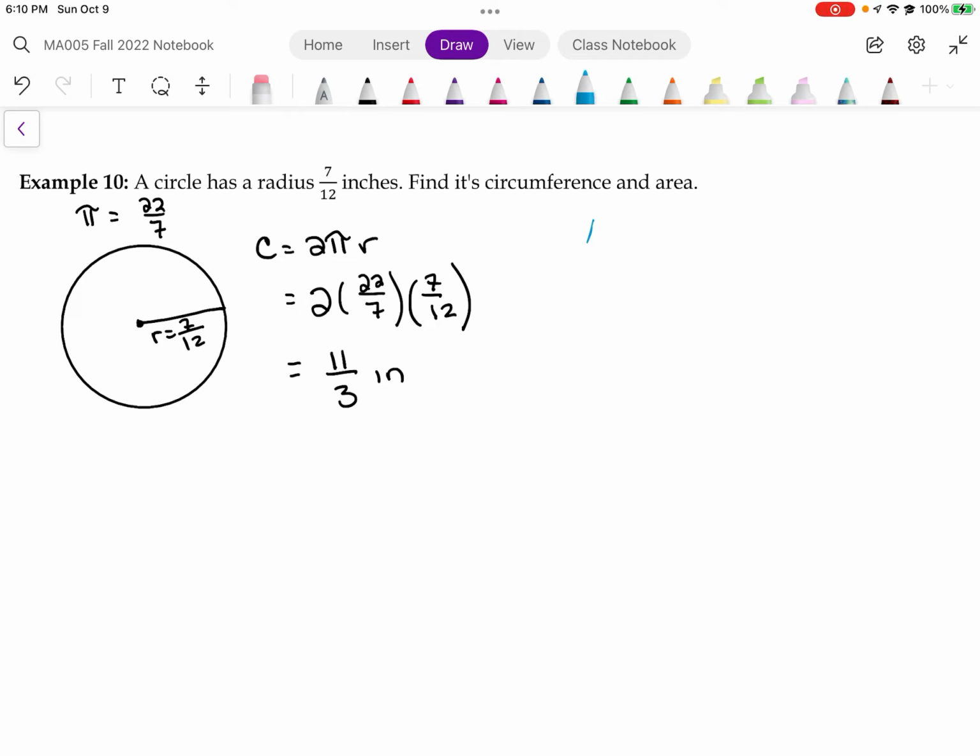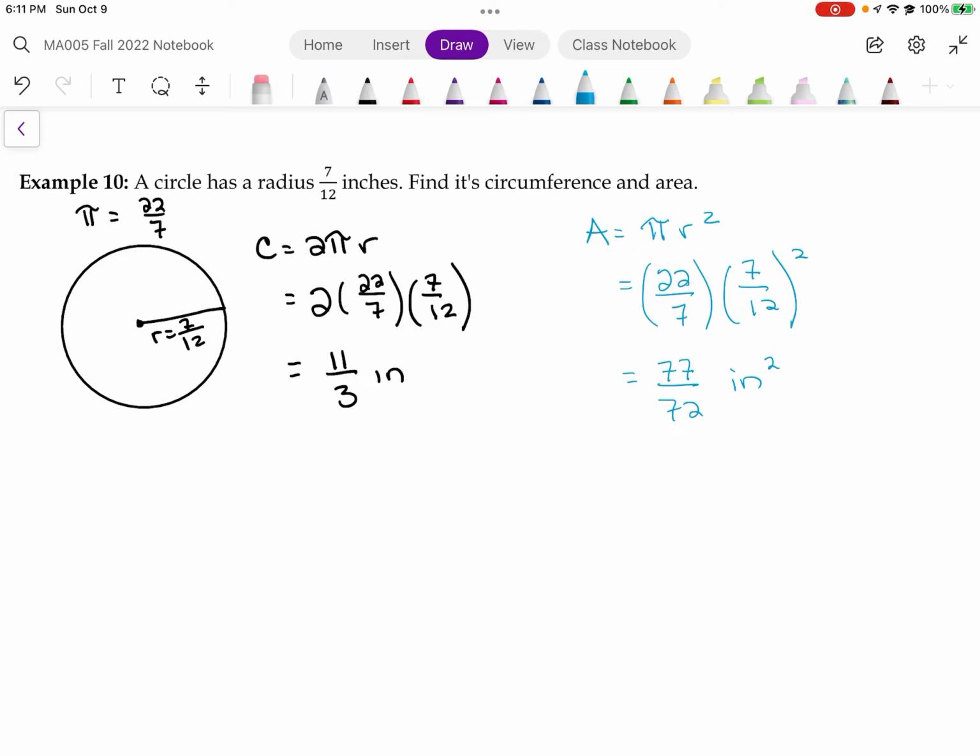All right, the area is going to be pi r squared. All right, so we get pi is 22/7. R is 7/12, and that is squared. So you can just use your calculator, or you can put 7/12 twice and see what cancels, but you're going to end up getting 77/72. And what is the unit? So the unit is inches squared, because it's area. All right, so the area is 77/72 inches squared. So a little over an inch squared. It's a small circle.